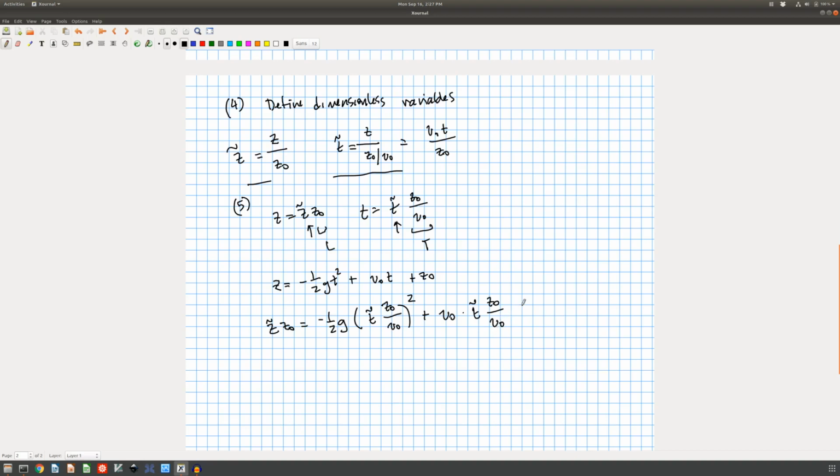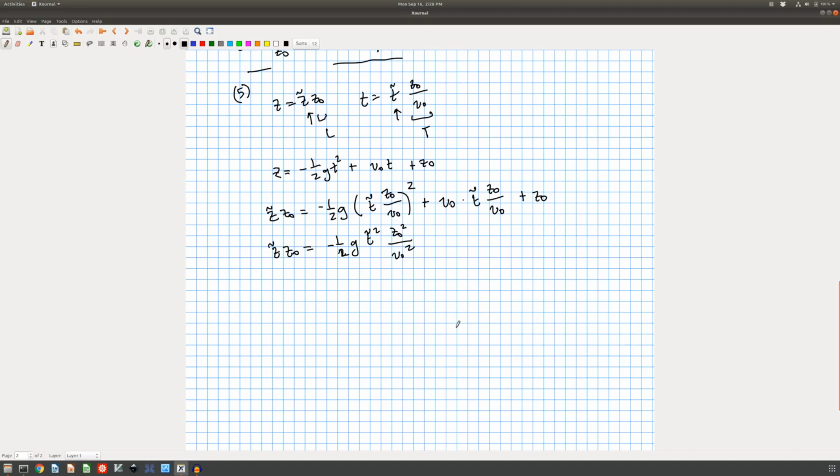And the last one is plus z0. Okay, now I can make some simplifications. I have z tilde z0 is, okay, I'm going to take this squared, so I have minus 1/2 g t tilde squared z0 squared divided by v0 squared. It's kind of hurting my hand. I'm going to scroll a little bit. I can write it a little better. Plus, now I have the v0's here cancel, and I have t tilde z0 plus z0.